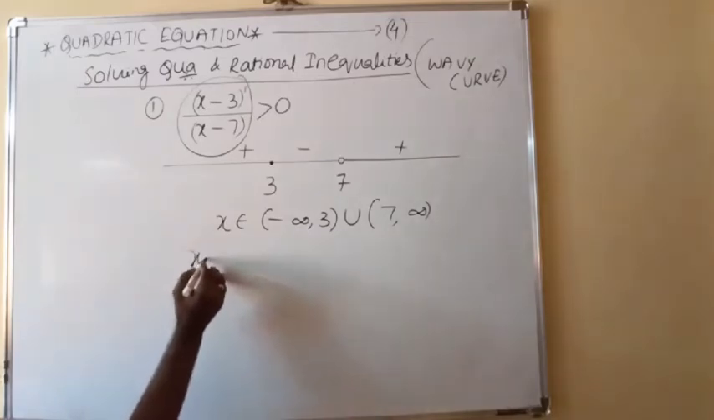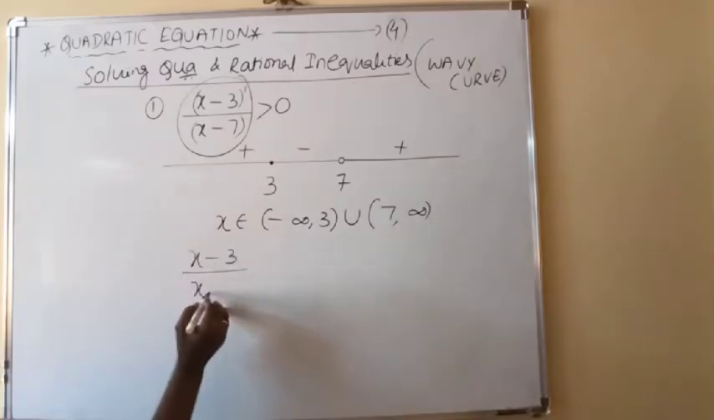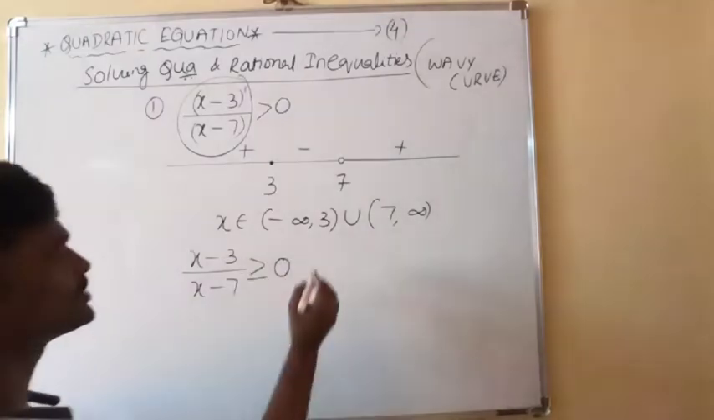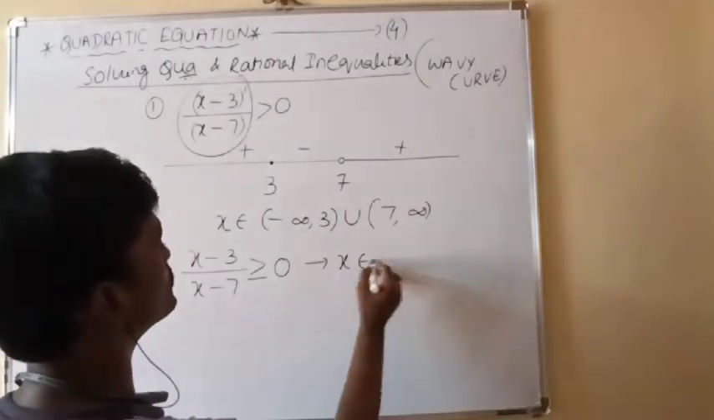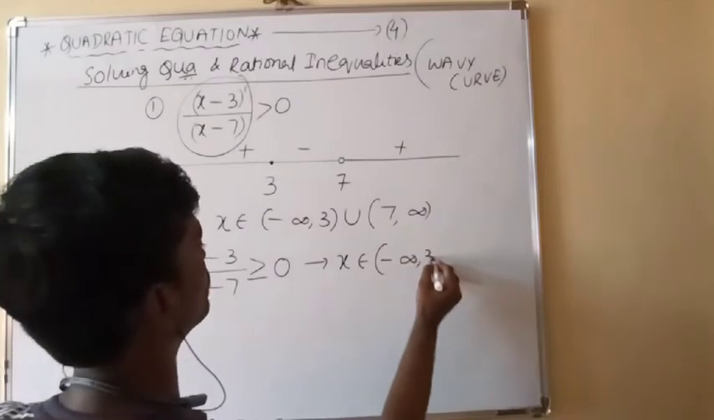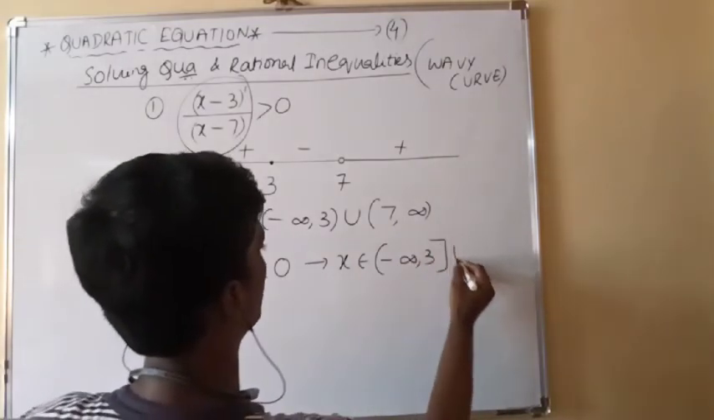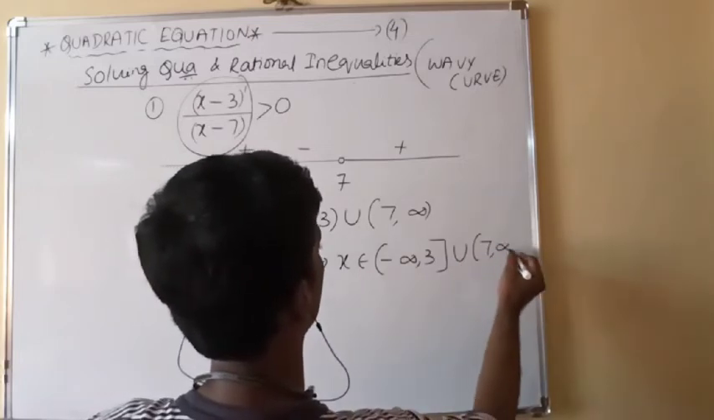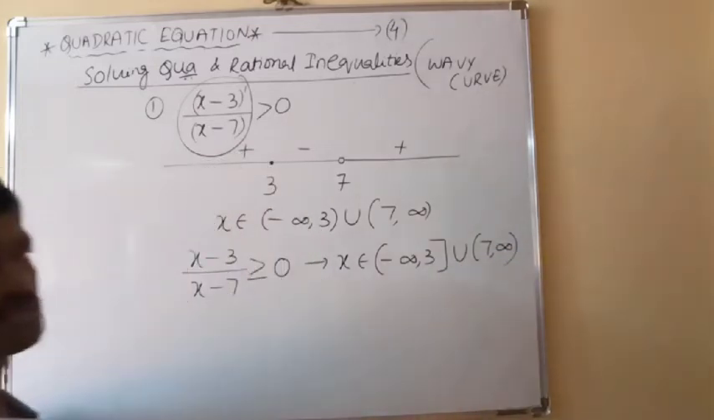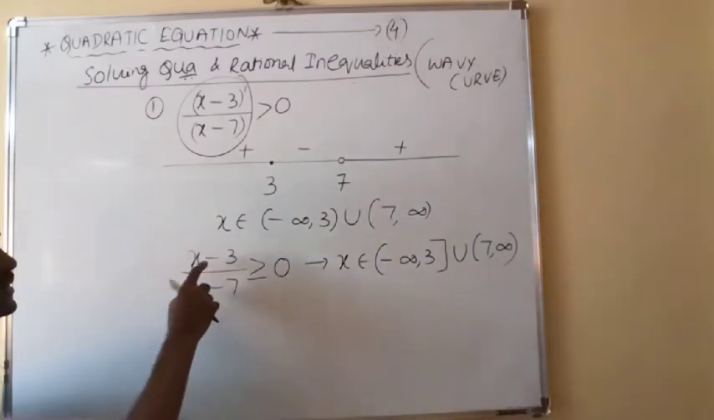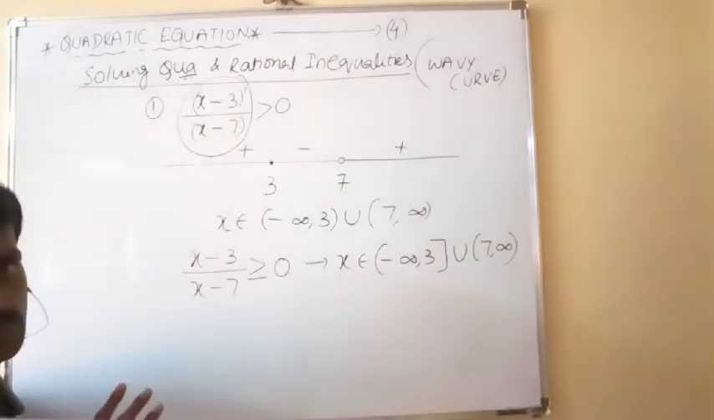Suppose the same problem with greater than or equal to 0 is there. Then what you will get? x belongs to minus infinity comma 3 union 7 comma infinity. Here in this case the 3 is included because when x value is 3, the numerator is 0. So 0 by 3 minus 7 is 0 only.